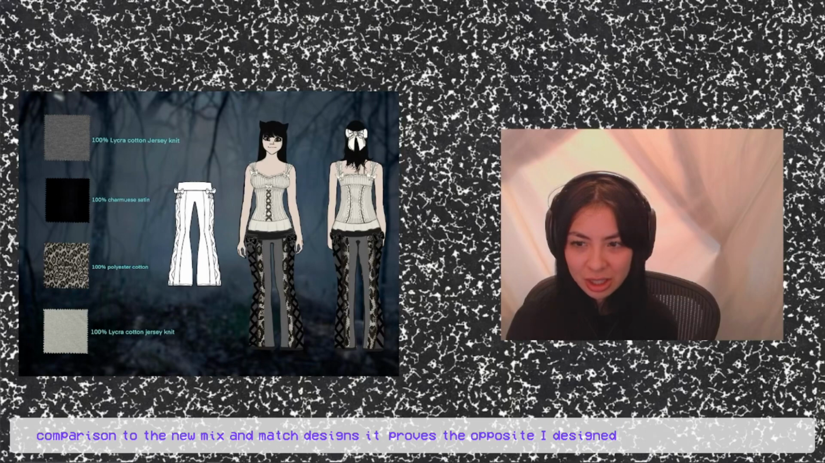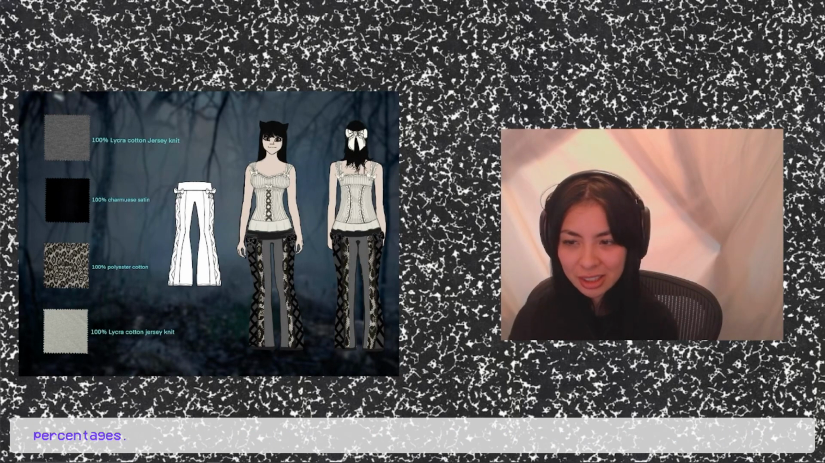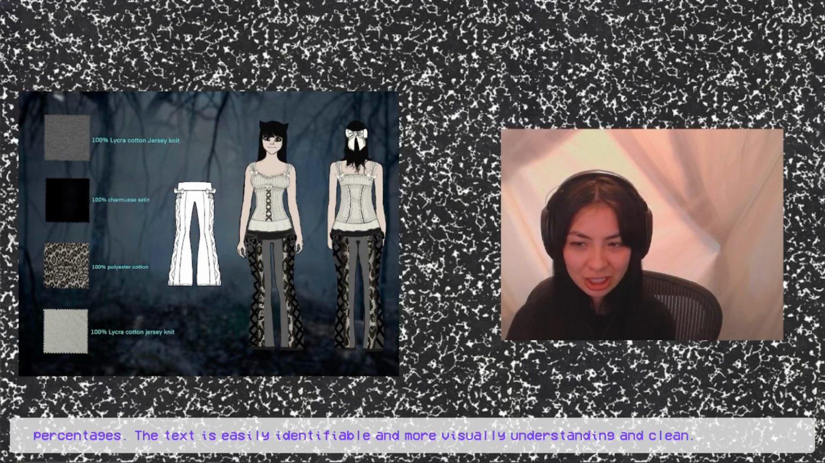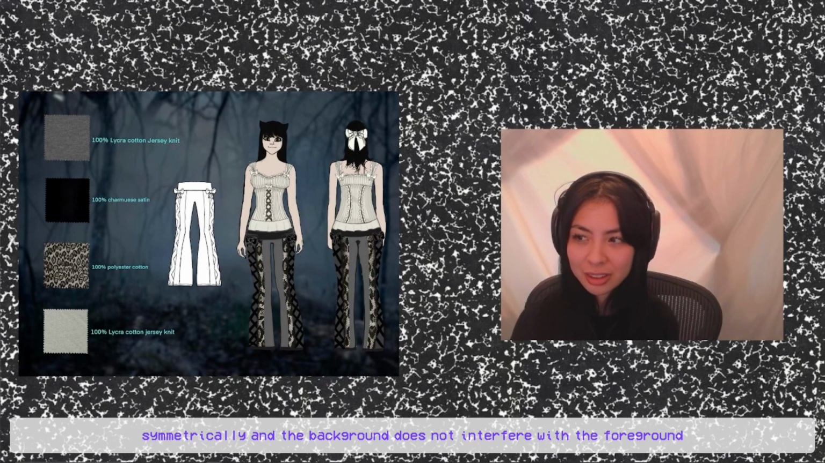In comparison, the new mix and match designs prove the opposite. I designed pants. The fabrics are organized and notched at the sides and clearly labeled with material description and material percentages. The text is easily identifiable and more visually understandable and clean. The model is fully colored and there is more emphasis on the shading and line work. The model is scaled symmetrically and the background does not interfere with the foreground.